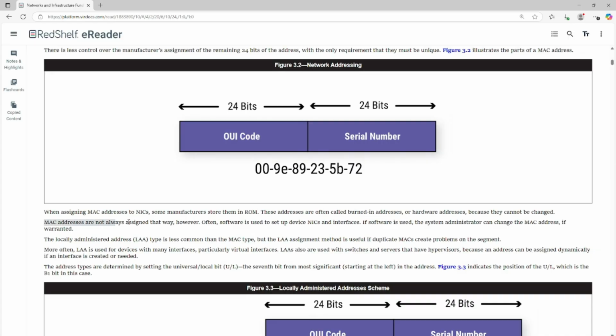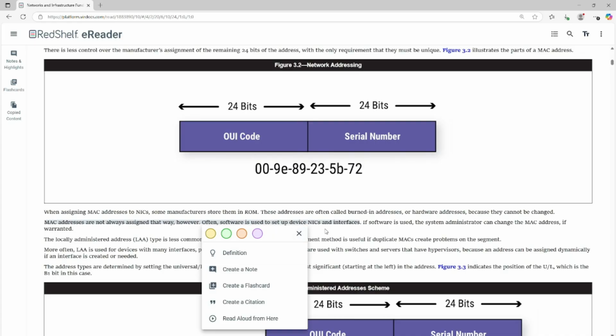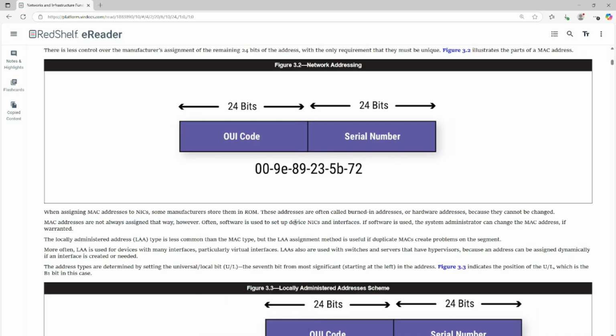MAC addresses are not always assigned that way. However, often software is used to set up device NICs and interfaces. That will require software to be able to set these network interface cards and interfaces. They're being controlled by software. The system administrator can change the MAC address if warranted. Like I said, just like social security numbers, they are meant not to be changed, but can be changed in rare circumstances.